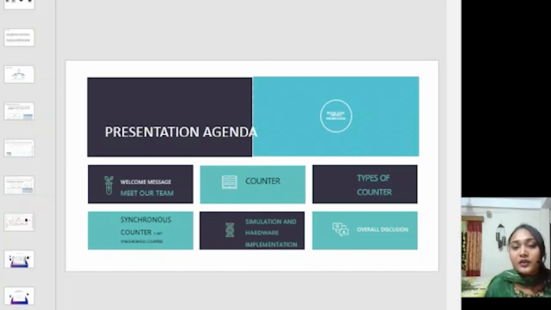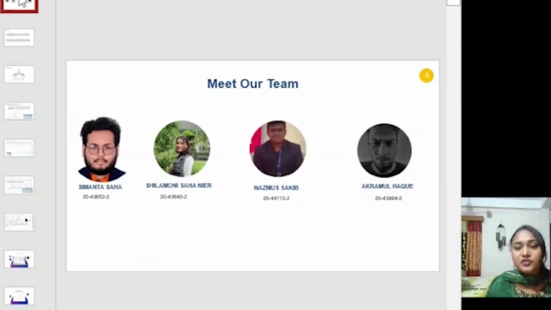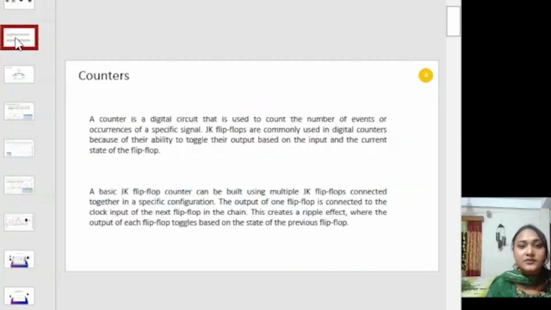Presentation agenda. Today we will talk about counters, types of counters, synchronous counter, simulation and hardware implementation, and discussion. Let's meet our team: Simanta Saha, Shilamoni Saha, Nier Nazmus Sakib and Akramul Haque. Let's move into the next slide.